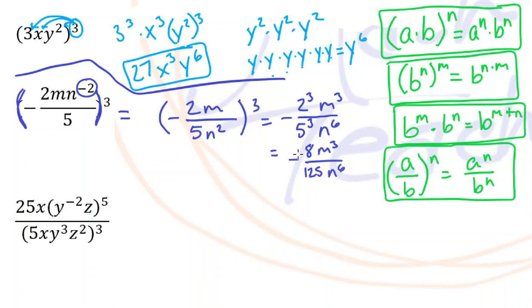Where did that 6 come from? Well, n squared, remember it was n to the negative 2 power in the numerator, I got moved to the denominator, raised to the third power, 2 times 3, applying this rule, is n to the 6th power. And there's our final answer.